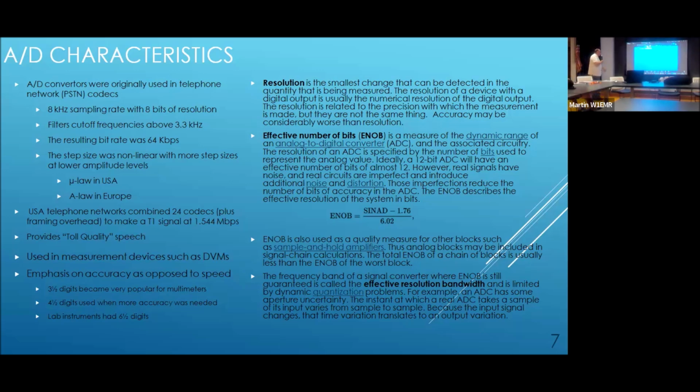And it also works as a quality measure for things like sample and hold amplifiers. And you have to include all that stuff in your signal chain calculation. So the effective number of bits of a chain of blocks, in other words, that's your receiver front end, is going to be less than the effective number of bits of the worst block. Okay. So what that really means is that the A to D is the key component in determining how well that receiver is going to work, but it's also dependent on the other things in front of it. All right, gain variations and so on.